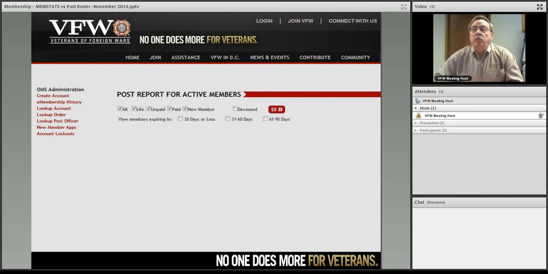Now, also on this post report for active members, we give your quartermaster the power to view members that are expiring in a specific number of days. To help in your recruiting efforts, we give you 3 different categories of expiration. The first category is 30 days or less. That list contains the names of members whose dues will expire in 30 days or less. Second category is a list of the members whose dues will expire between 31 and 60 days. The last category is the members that will expire within a 61 to 90 day period of time.